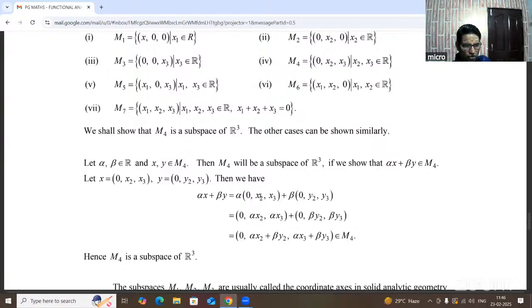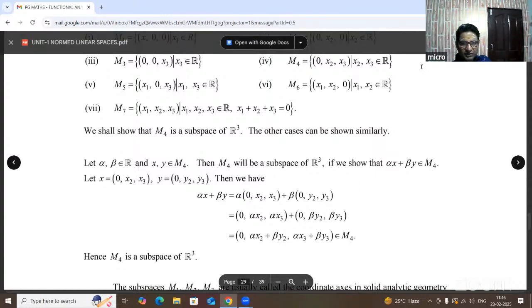Okay, we are getting (0, alpha x2, alpha x3) plus (0, beta y2, beta y3). Finally, (0, alpha x2 plus beta y2, alpha x3 plus beta y3). So the first coordinate is 0, so this entire value belongs to M4. The same M4 set is given, replacing x2 and x3 by the subspace condition. Finally, the given subset is a subspace of R cube.